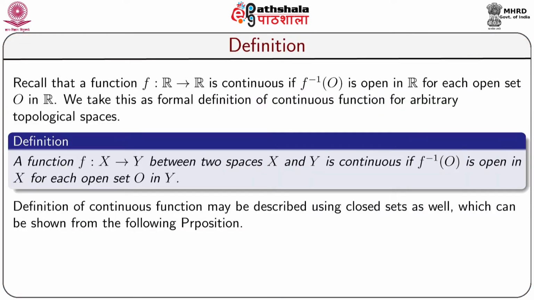As described earlier, we now give the formal definition of continuous functions between two topological spaces. A function f from X to Y between two topological spaces X and Y is continuous if for any open set O in Y, its inverse image f inverse of O is also open in X. That is, those functions are continuous for which pullbacks of open sets are open sets. The definition of a continuous function can be described in terms of closed sets as well.